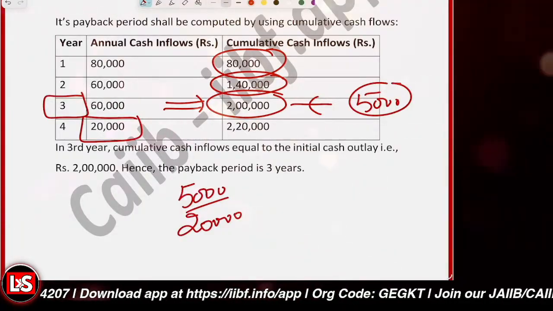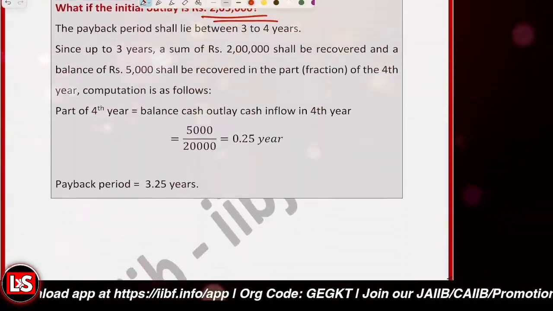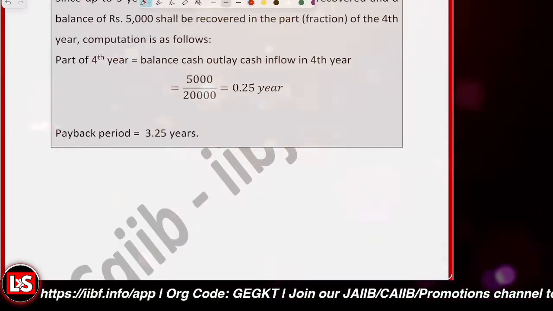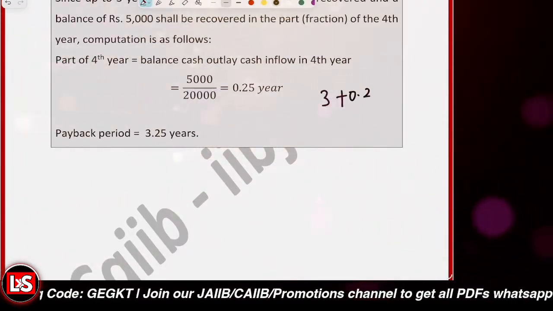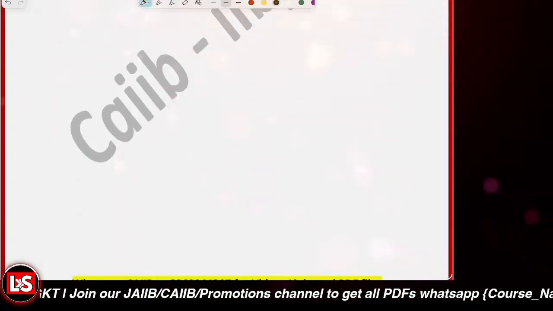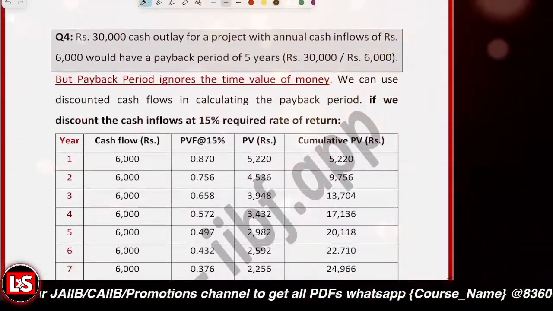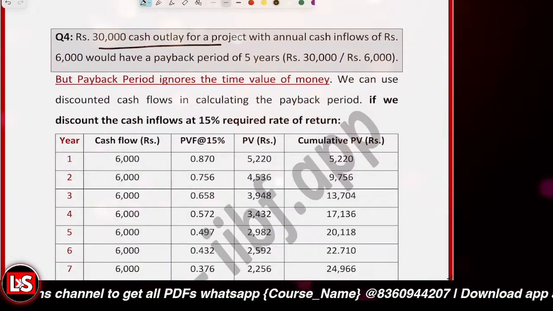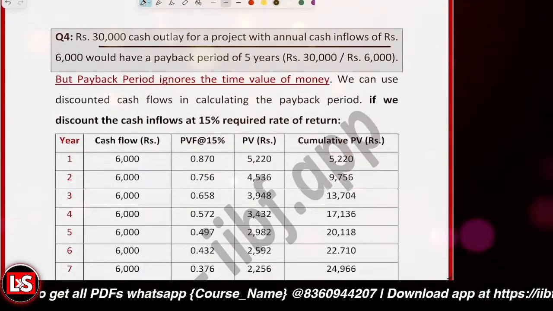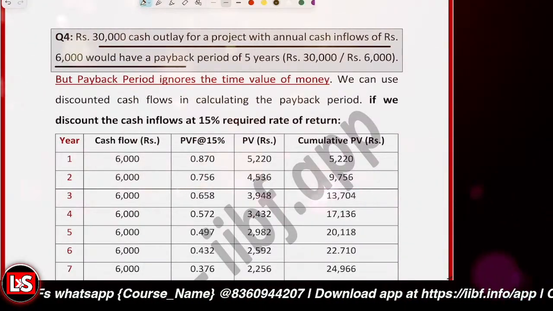That will be 0.25. So the payback period would be 3 years plus 0.25. That is 3.25. Now the fourth question, it says rupees 30,000 cash outlay for a project with annual cash inflow of rupees 6,000 would have a payback period of 5 years.